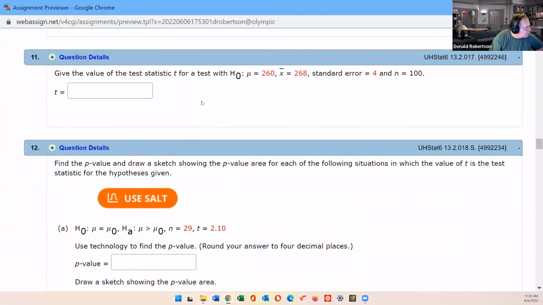Right, so we are going to find this guy here, the test. Hey, they used it. They called it the test statistic again. Great, they're back to calling it the test statistic. Okay, so I better write these numbers down. I have a mu of 260. I have a mean of 268. I have a standard error of 4. I have an N of 100. So hopefully that is everything I need.